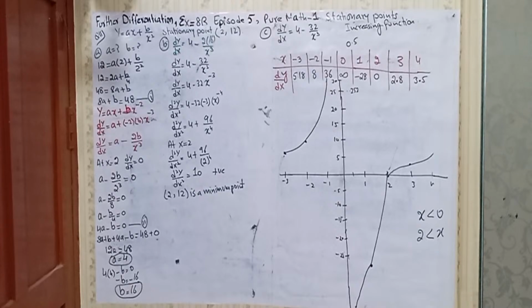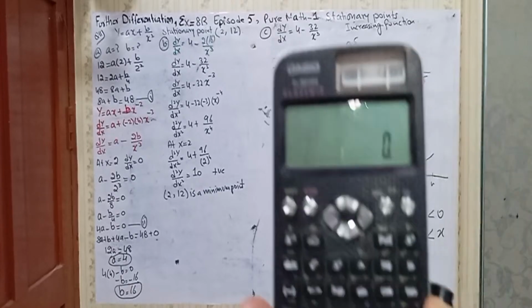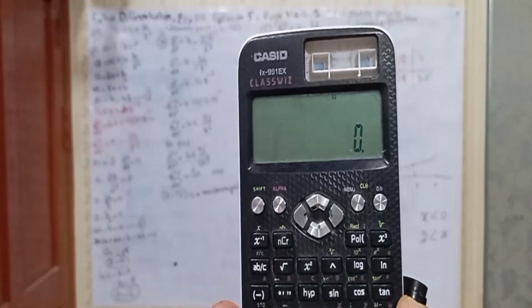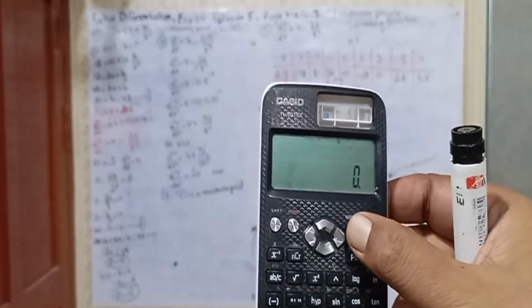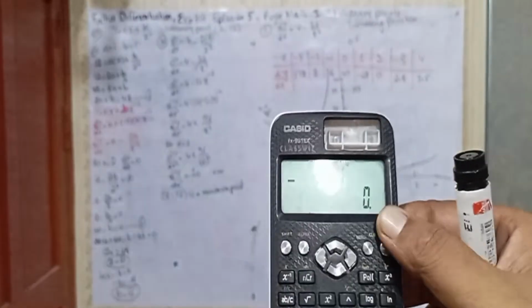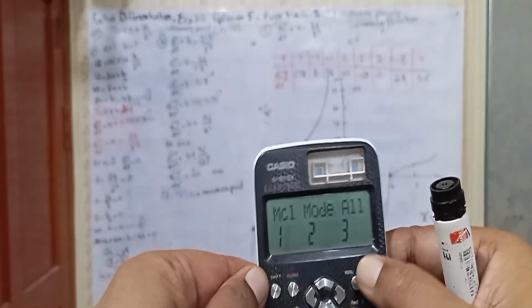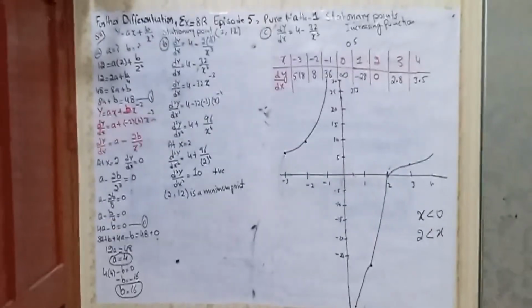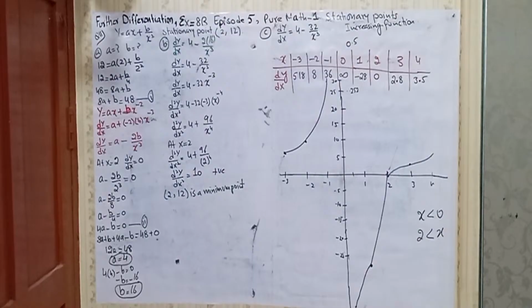If you have the calculator, let me show you. This is the calculator I am holding, and it does not have that table option. If you have that table option, then very easily you can make that table and plot them and decide on what range of values of x the value of dy by dx will be positive.